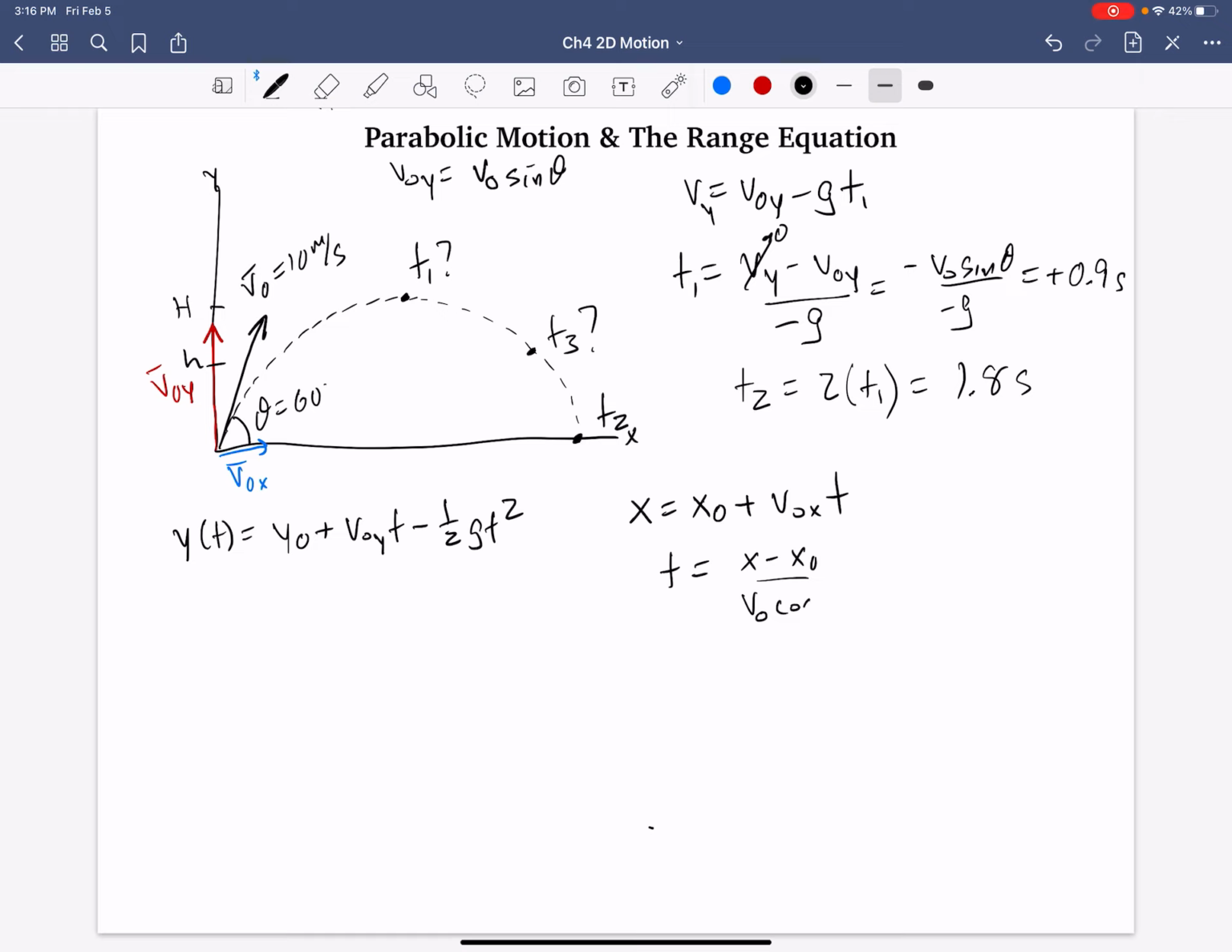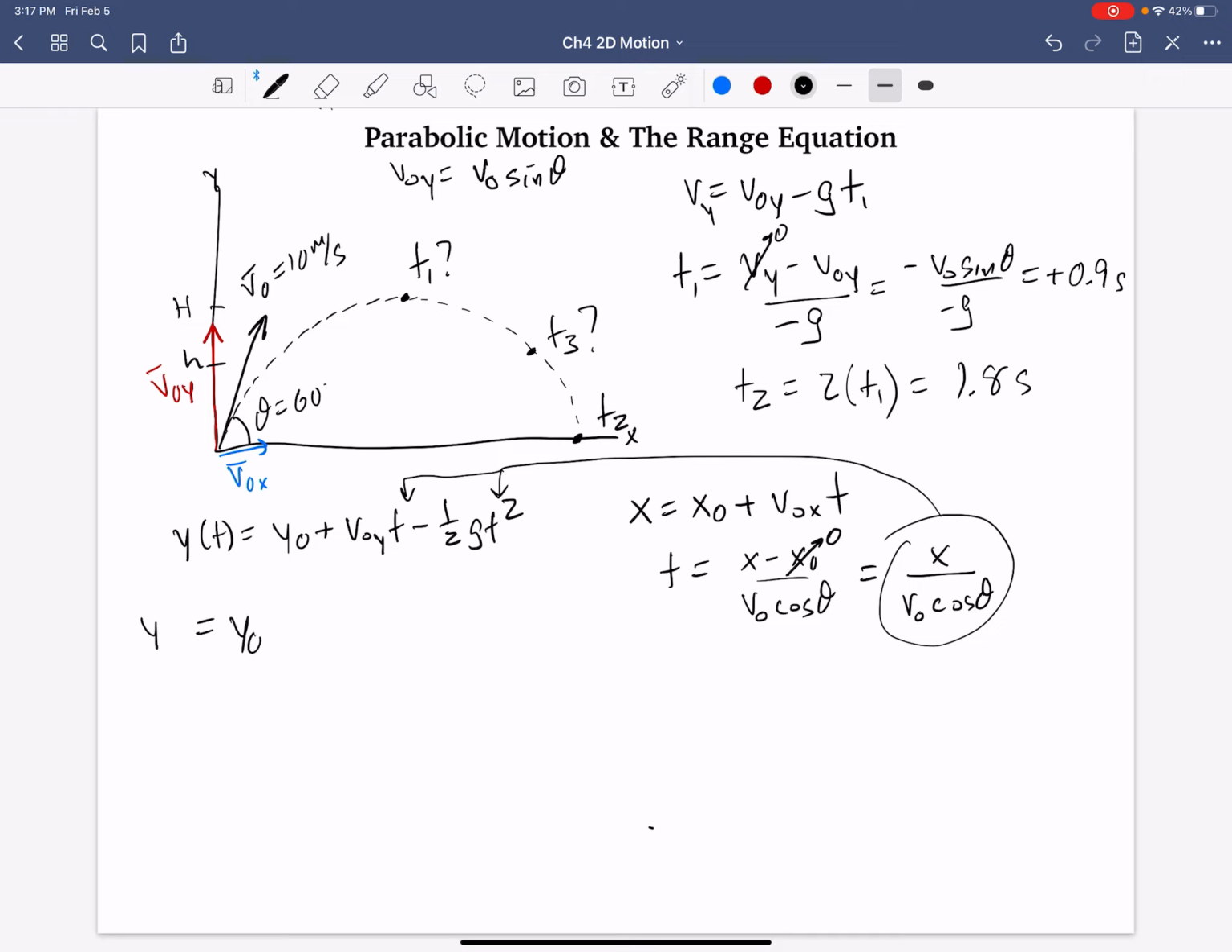And I'm converting v naught x, by the way. Let's assume that x naught, the initial position, is 0. And so we get the following expression right there. So now I'm going to take this and plug it in for t. When we do that, can you see what's going to happen? This will no longer be an equation for time, but rather x.